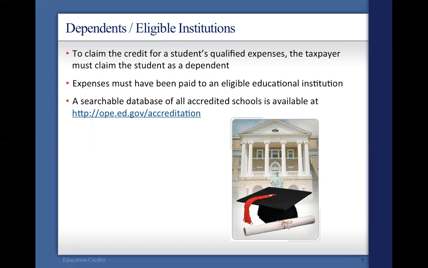Generally speaking, the American Opportunity Credit is for dependents, parents, and the Lifetime Learning Credit is for anybody at any age.